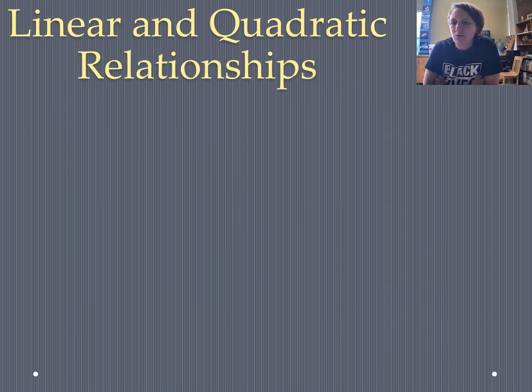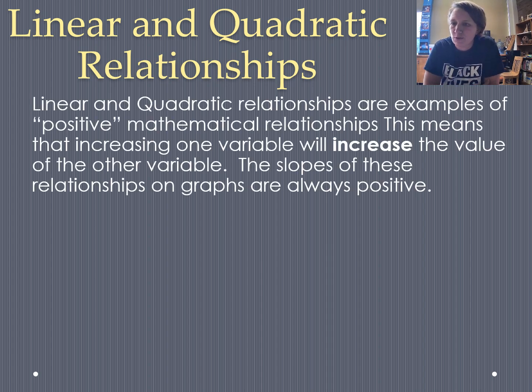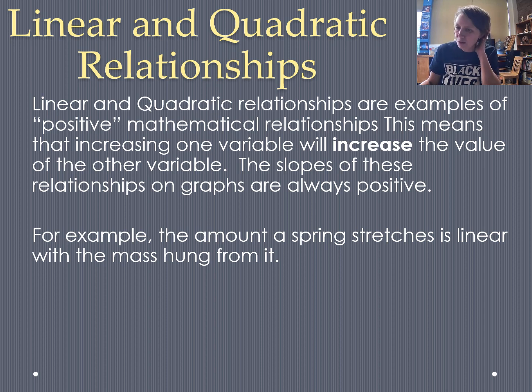Linear and quadratic relationships sometimes appear in the same bucket because they are examples of positive mathematical relationships. This means that when one variable goes up, the other one is going up. And the slopes of these two kinds of scatter plots or trend lines on graphs are always going to be positive.